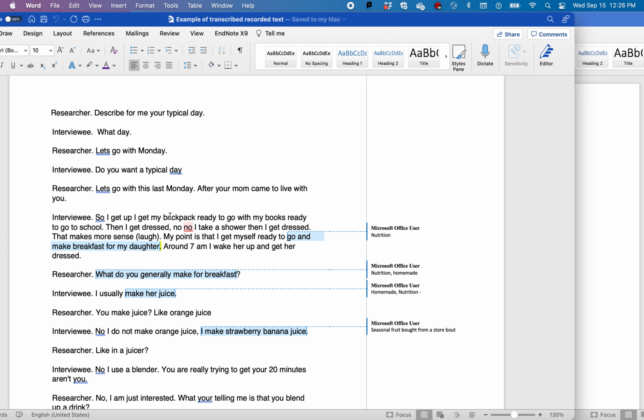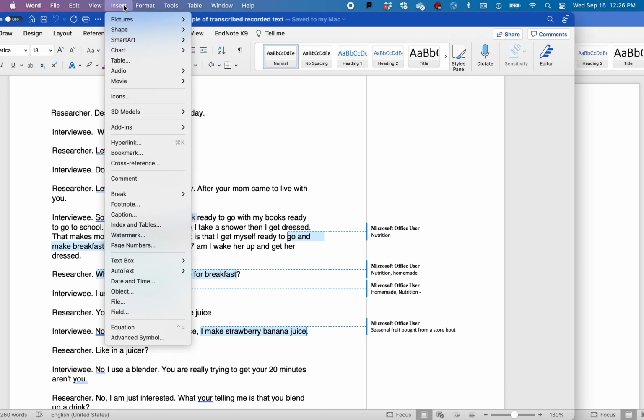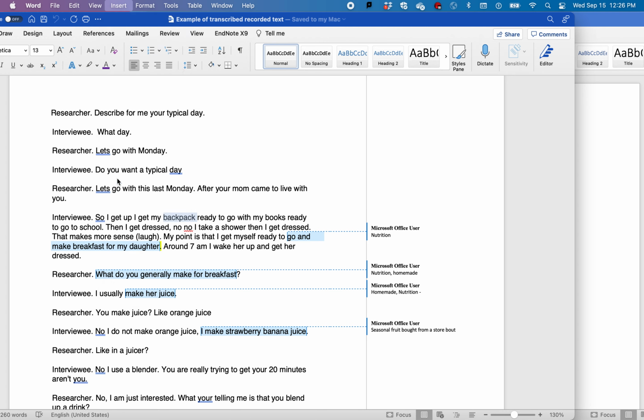One of the questions I did get was how to make these little tabs over here. To do that, you highlight the text you want to make a note on, go up to Insert, then Comment, and then you can add a comment based on whatever you want to share, or whatever code you come up with. I'll just put code there, and that's it.